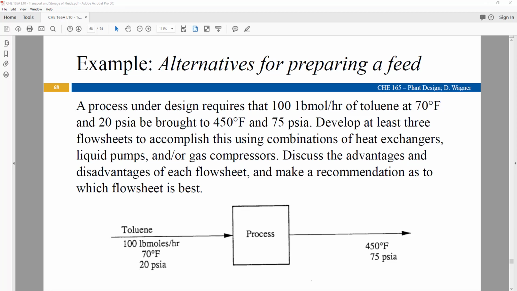This Aspen tutorial is about fluid movers, so pumps, compressors, and we're going to throw in some heat exchangers as well. So the example, alternatives for preparing a feed. A process under design requires that 100 pound-moles per hour of toluene at 70 degrees Fahrenheit, 20 psi absolute, be brought to 450 degrees Fahrenheit and 75 psi absolute. So developing 3 flow sheets.